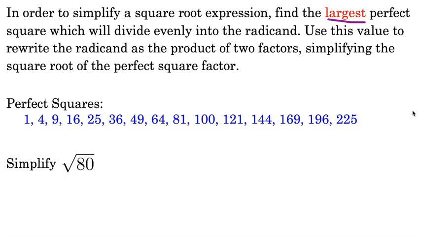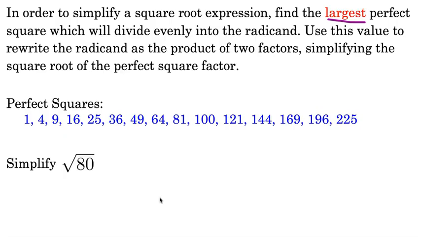Never going to use 1, since that doesn't change the number inside the radicand. Okay, but 4, 9, 16, those are the numbers that we are going to try to use as part of the factor pair. So our next example, square root of 80, we're going to take from the beginning. So we want to come up with a factor pair of 80, where one of those factors is a perfect square.